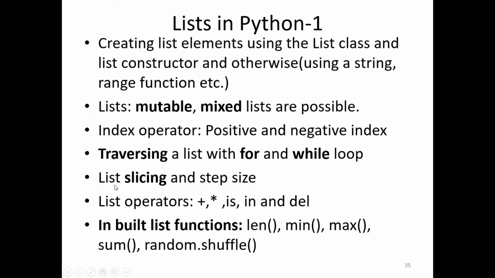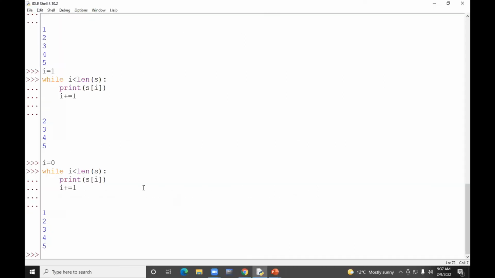Then let's see what is list slicing. Let's come to list slicing. Slicing means we need to extract a part of the list by specifying some parameters, right? So let's see how we can specify the slices.